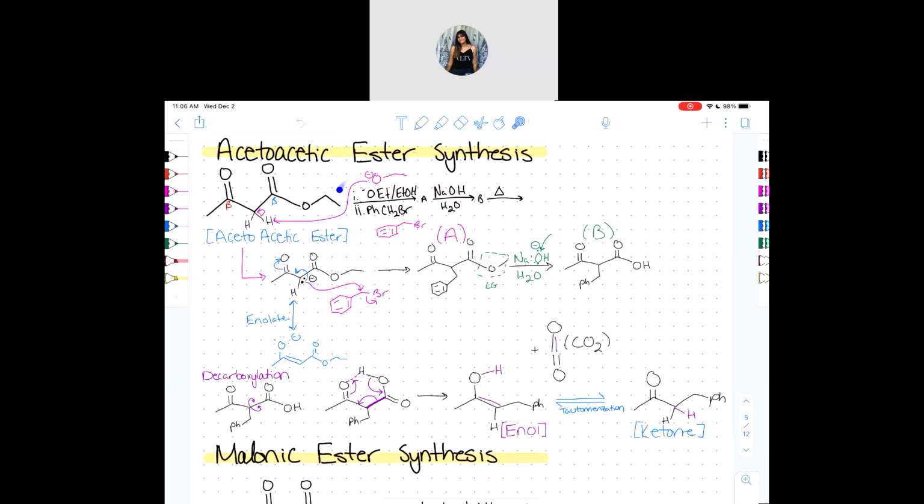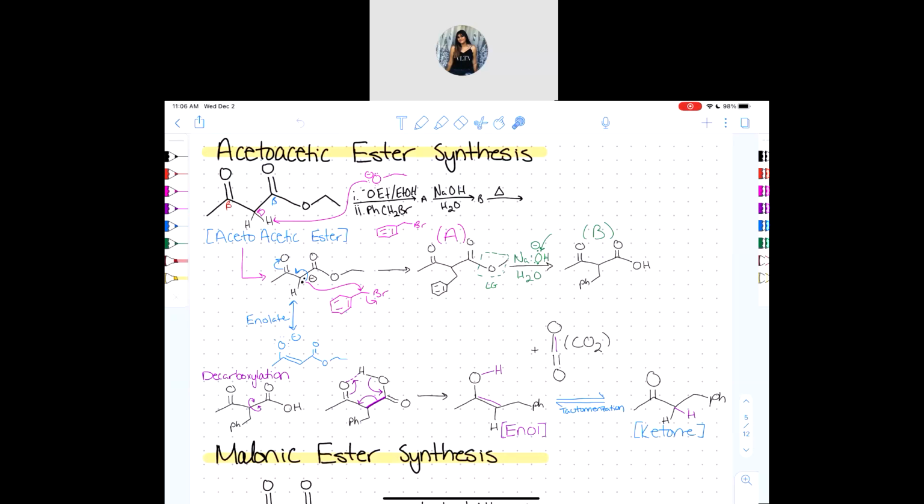So essentially, in this first step, we performed an alkylation. In the second step, we did an acyl substitution. And then in the third step, we did a decarboxylation. We also talked about how this is an acetoacetic ester.